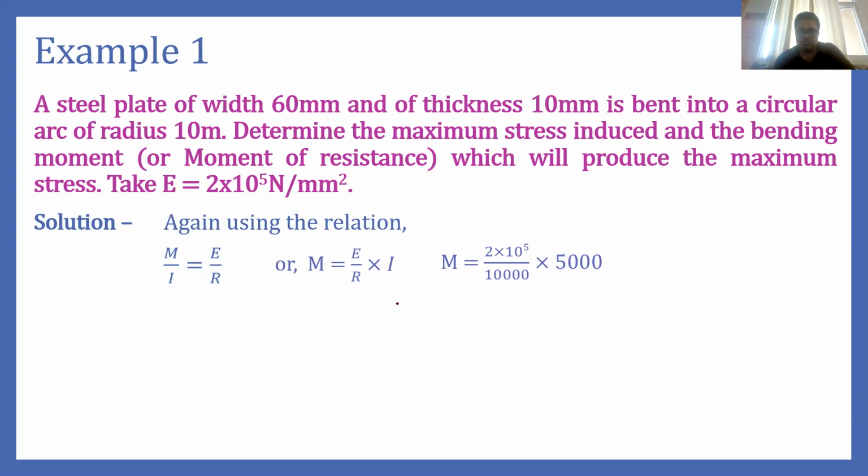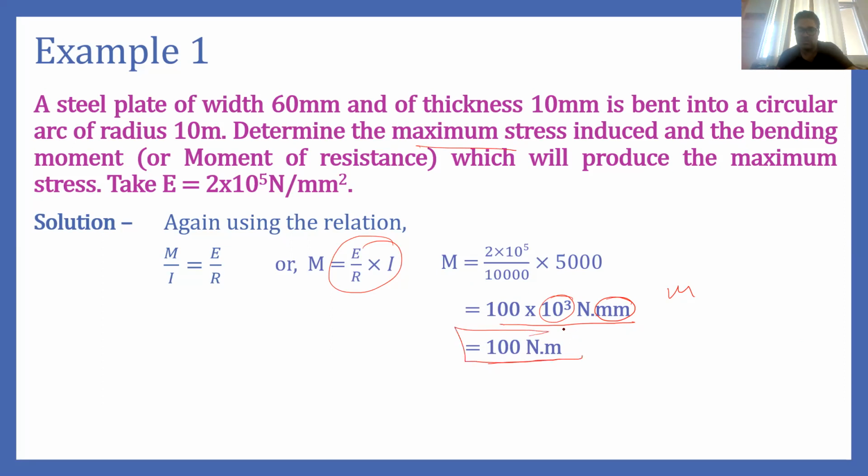Putting in all the values here, we get the M value as 100 into 10 raised to power 3 Newton mm. Or we can write this as 100 Newton meter, since 10 raised to power 3 mm is equivalent to 1 meter. So that becomes 100 Newton meter. This is how we calculate the value. In this example, we were supposed to find out the maximum stress and bending moment. Both of these values are calculated, which concludes our solution.